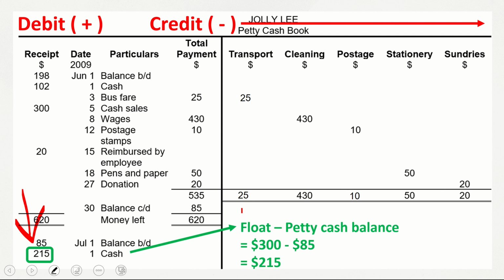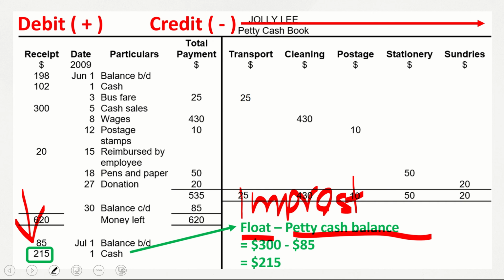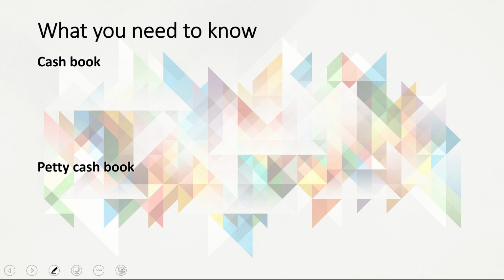So the way to calculate your reimbursement is to take your float amount minus away whatever petty cash balance you have in your petty cash account at that point in time. And that is the reimbursement that you are going to get.